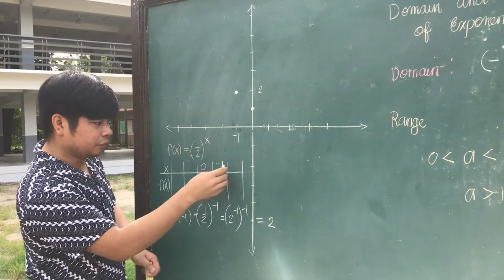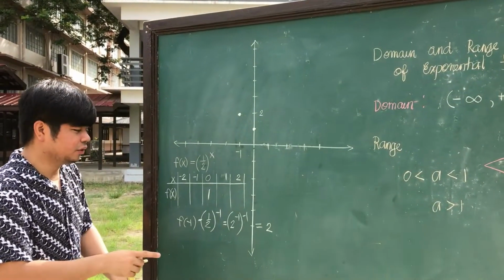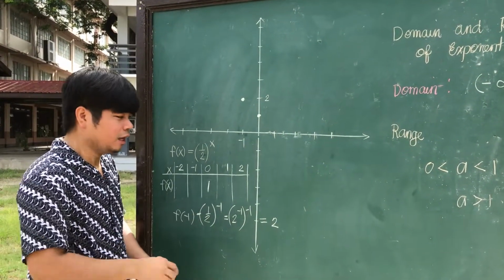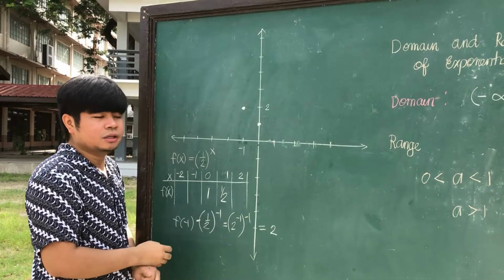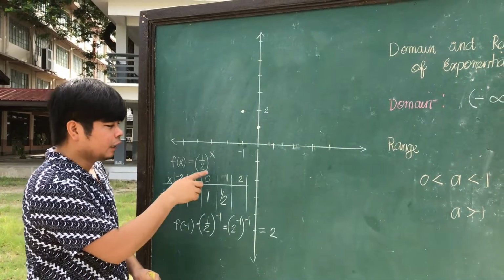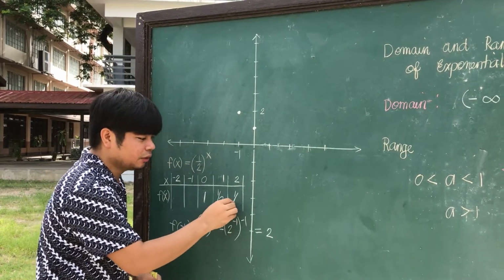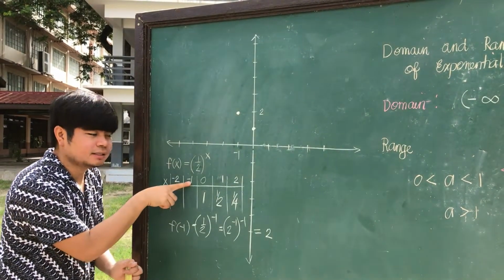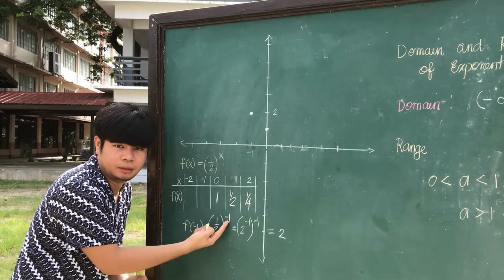When x is 0, f of 0 will give you 1, and that is automatic. When x is 1, it will give you 1/2. When x is 2, 1/2 times 1/2 is 1/4. But when x is negative 1, f of negative 1 is equal to 1/2 raised to negative 1.